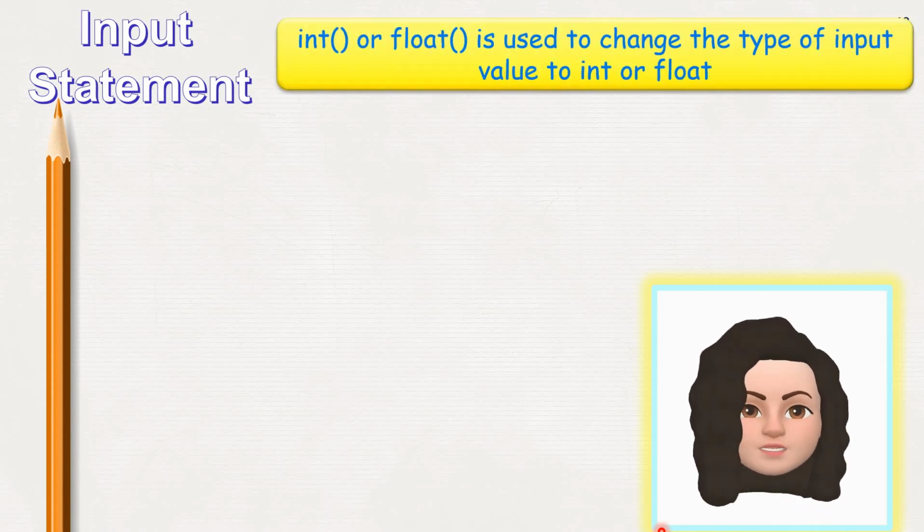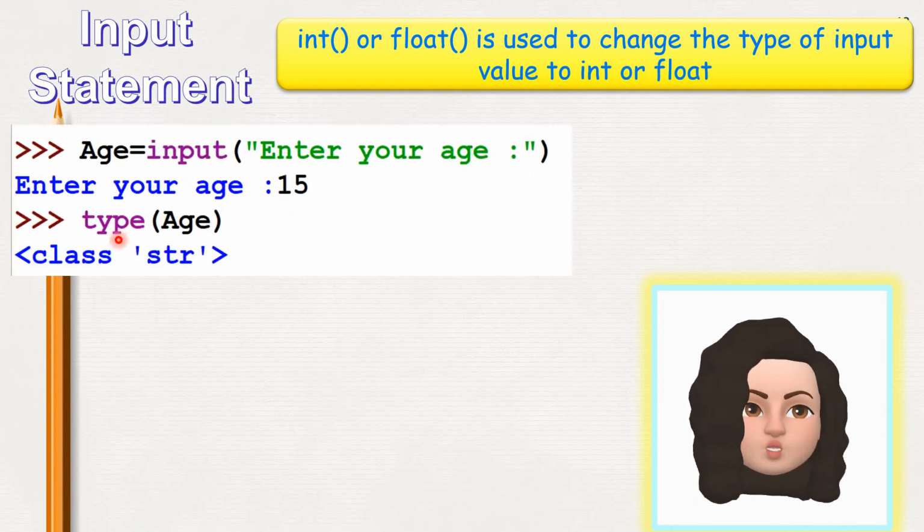Let me demonstrate this with an example. Look at the first example. Age is equal to input, enter your age. I didn't use the int function or float function here. So when this statement is executed, the user will be prompted with the message enter your age. So I have entered 15. Now let's see what is the data type of this variable age, which is holding the value 15.